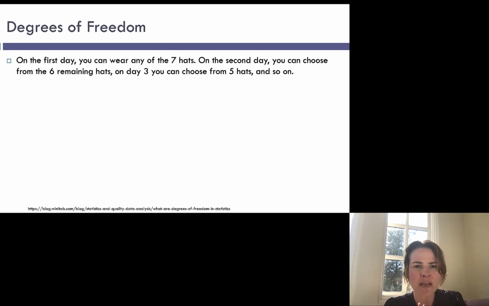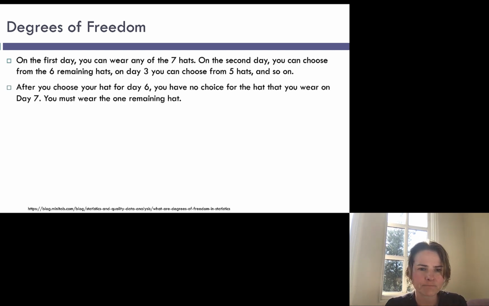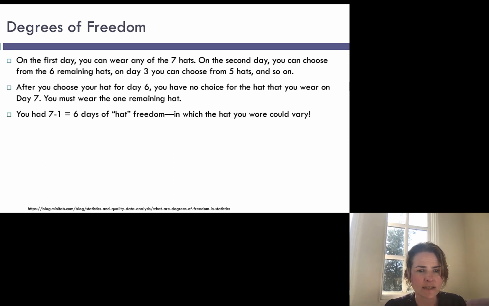On the first day, you can wear any of the 7 hats. You have lots of choices. On the second day, however, you only have 6 hats to choose from. On the third day, you can choose from the 5 hats. By the time you run out of days, you have no more choices. And that's what degrees of freedom are like. We need some choices, right? So we had 6 days where we had some freedom to make choices.